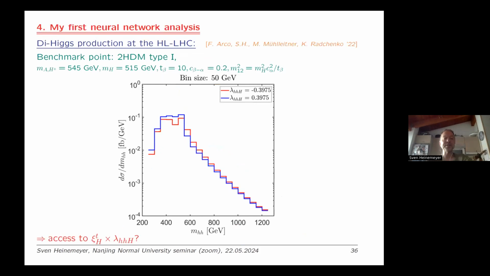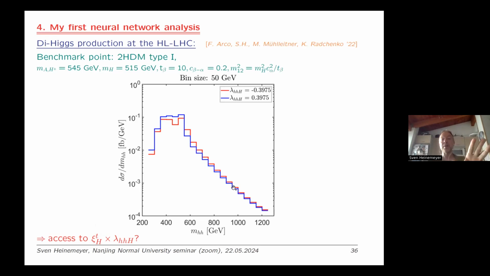And with this, I come to the last part, which will take only 5 minutes, where I start out with these two curves given by the two different signs of the BSM triple Higgs coupling. And the question is, can we get access to the triple Higgs coupling? And actually, what one can get access to is always the product of the top Yukawa coupling of the heavy Higgs times the triple Higgs coupling. Now, they always enter as a pair in this BSM resonant diagram. Good, this is the starting point.